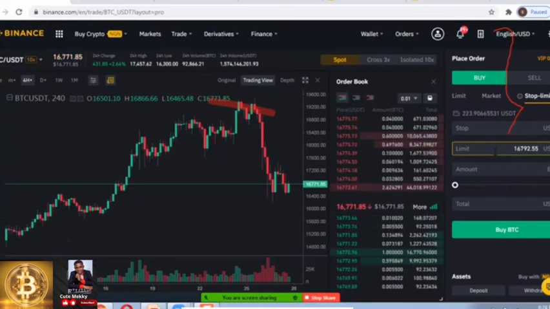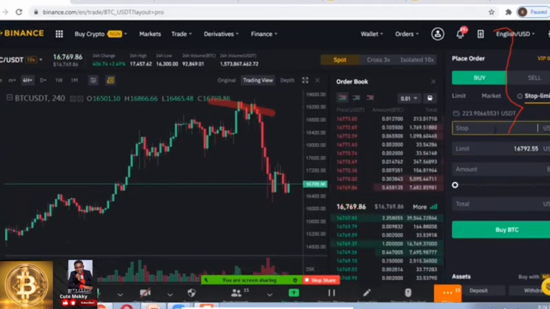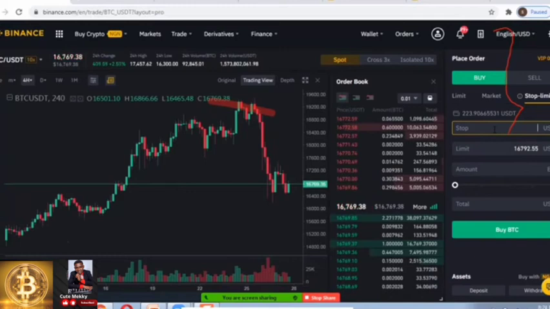Let's say, for example, you want to buy Bitcoin. You can say this price is where you want to buy Bitcoin. But at the stop price, you are saying, if Bitcoin continues down after buying at this price, I'm no longer interested. Sell my Bitcoin back to USDT. That's what you are saying.